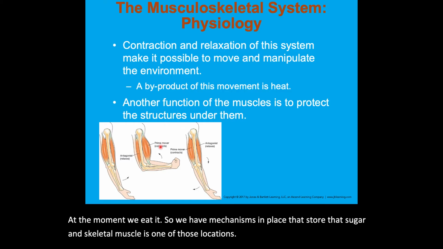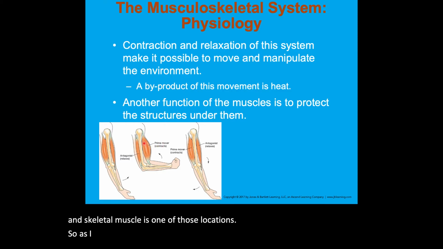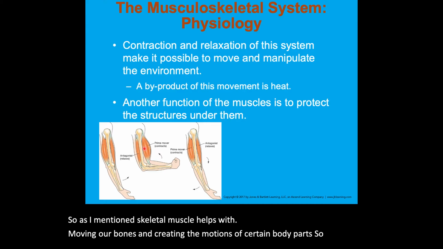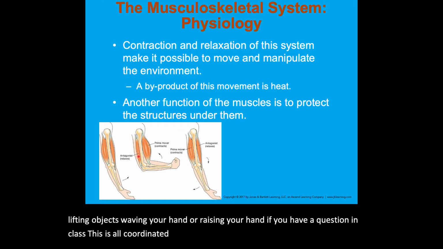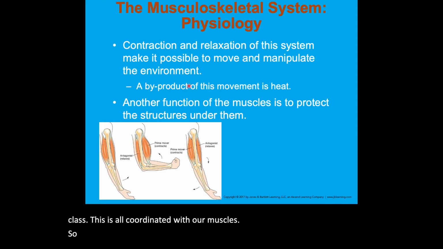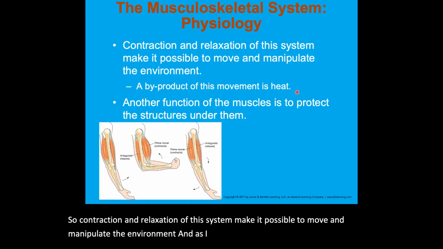So, as I mentioned, skeletal muscle helps with moving our bones and creating the motions of certain body parts. So walking, lifting objects, waving your hand, or raising your hand if you have a question in class. This is all coordinated with our muscles. So contraction and relaxation of this system make it possible to move and manipulate the environment. And as I mentioned, a byproduct of this movement is heat.